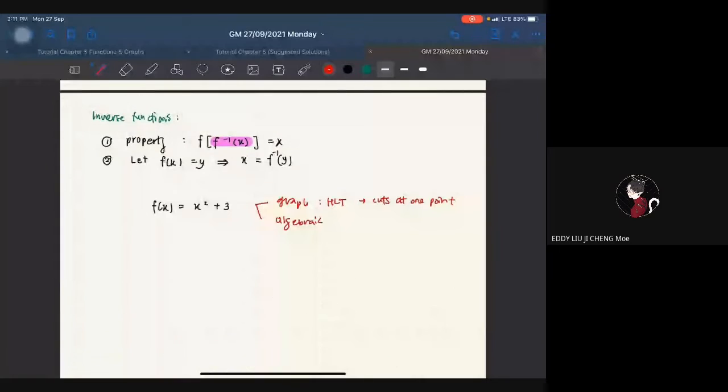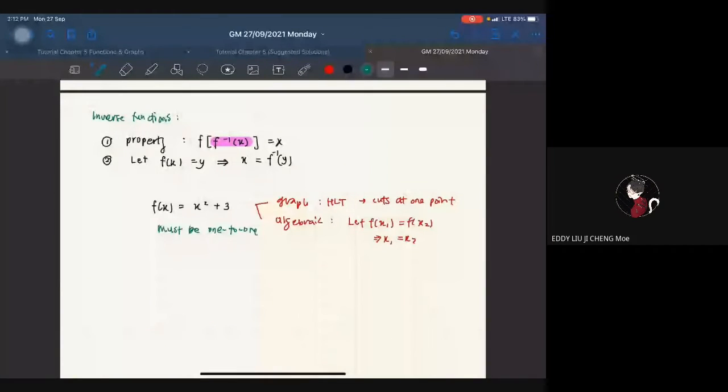Kalau guna cara algebraic pula, kita akan let f(x1) equal to f(x2). Goal kita nak dapatkan x1 is equal to x2. Bila x1 equal to x2 only, there is only one final answer. Daripada sini kita boleh conclude function itu adalah one to one. Bila dia one to one, dia memang ada inverse function. Basically untuk kita kenal function tu ada inverse atau tak, dia mestilah one to one.